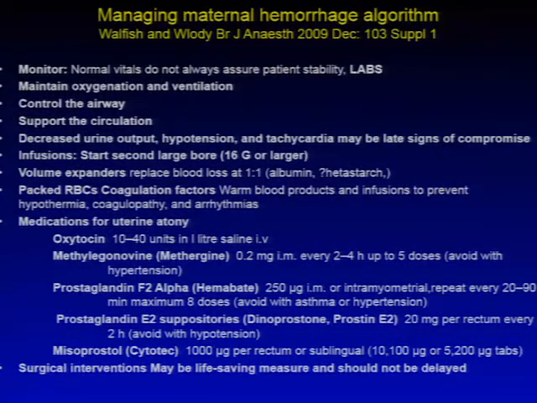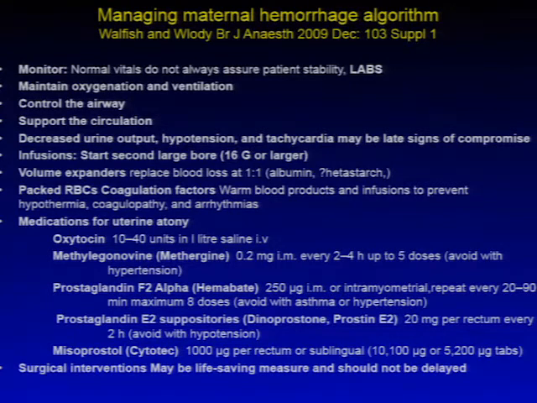There are multiple maternal hemorrhage algorithms. This is just one that was proposed by Walfish and Woody in the British Journal of Anesthesia in 2009. But they all involve monitoring the mother more closely, controlling the airway early, increasing the intensity of monitoring with such things as intra-arterial catheters, placing large bore intravenous access, obtaining blood and blood products.